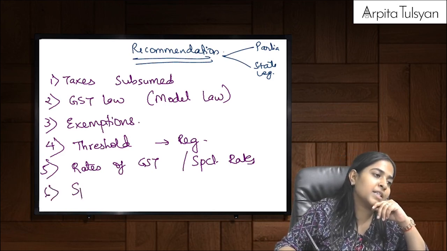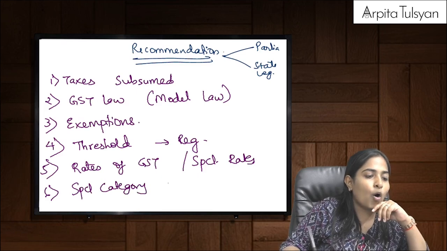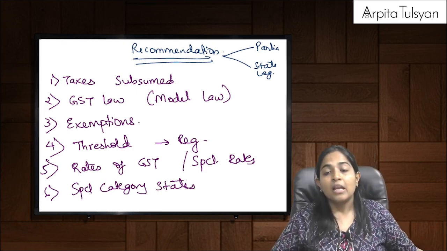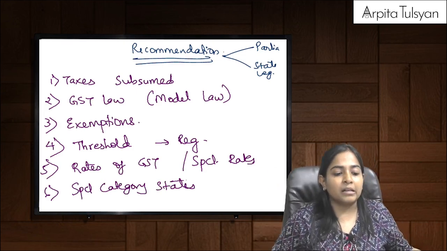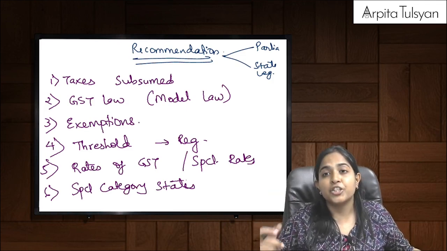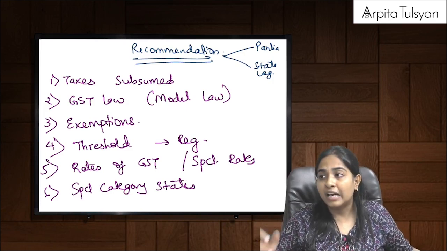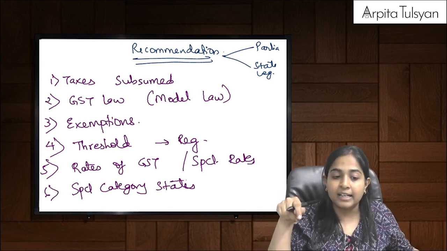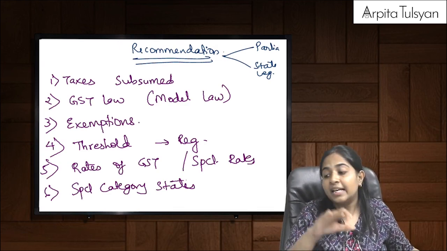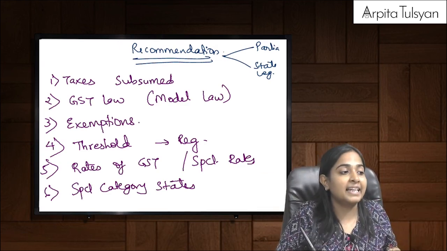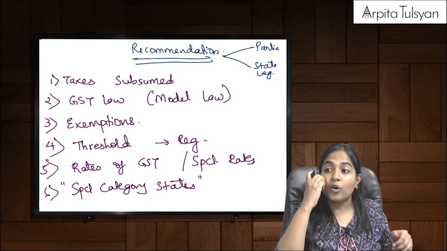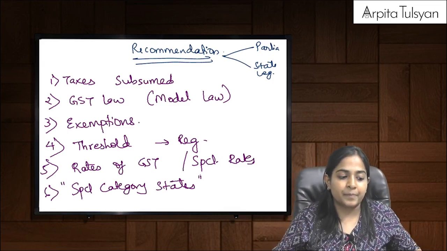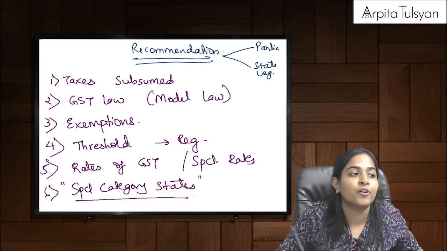Then, some special category states have been notified. There is a list for that. Some special category states like northeastern states, for example Arunachal Pradesh, Assam, Meghalaya, Mizoram, Nagaland, Sikkim, Tripura, Himachal Pradesh, Uttarakhand, Jammu and Kashmir, etc. These states have been given the category of special category states because we want to bring up these states. So some benefits will be given to them under GST, and some special provisions will be made for these special category states.